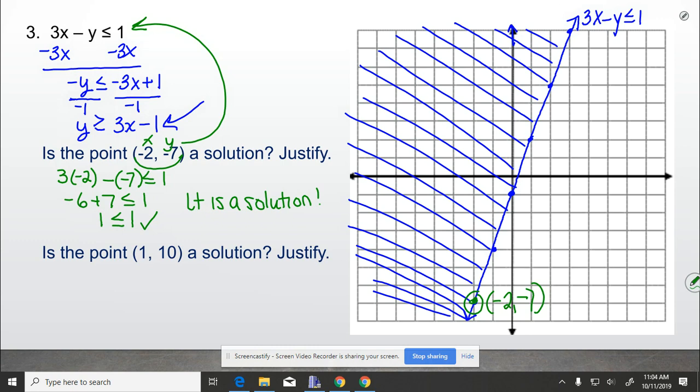All right, and then we want to check with the point 1, 10. So 1 and then over 10, 2, 4, 6, 8 is way up here somewhere. So it looks like it should be in the solution set, but let's prove it. If we do 3 times 1 minus 10 is less than or equal to 1, we get 3 minus 10 is less than or equal to 1. We get negative 7 is less than or equal to 1, which is true, so it is a solution. And again, your work is your justification. All right, let's take a look at another example.